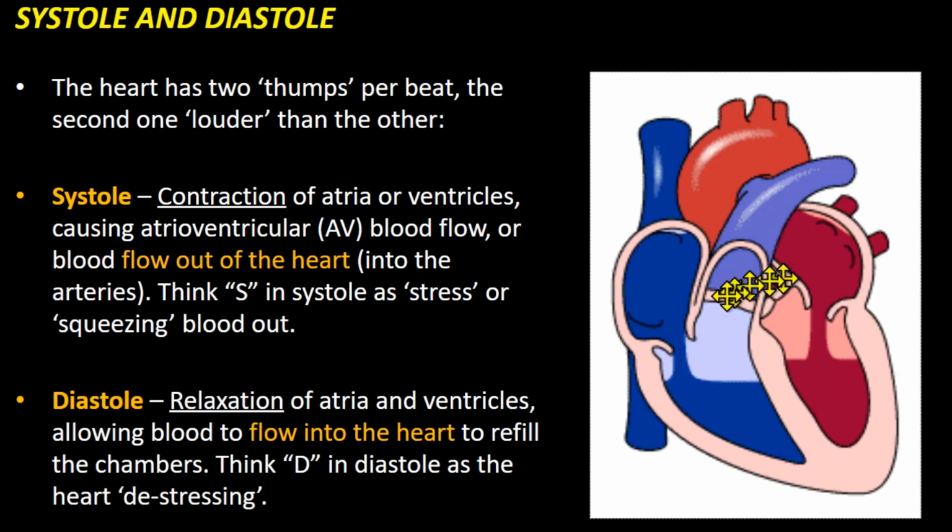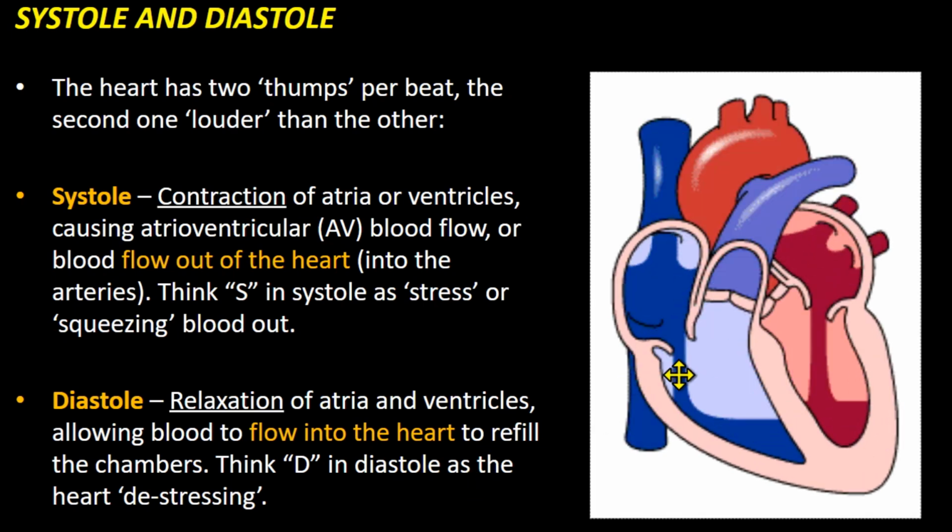Systole refers to the contraction of the atria or the ventricles, such as when you see up here squeezing or down here squeezing. So this causes atrioventricular blood flow, basically blood flowing from the atrium to the ventricle, or blood flow out of the heart and into the arteries, such as where you're seeing now, into the aorta and the pulmonary artery. Think S in systole as stress or squeezing the blood out.